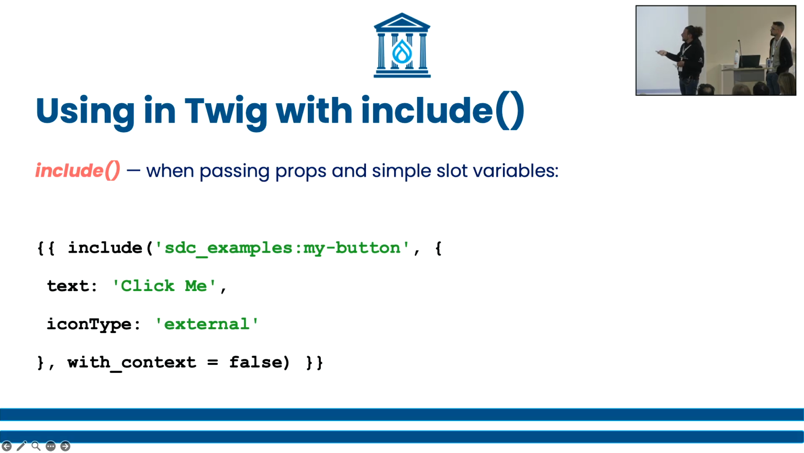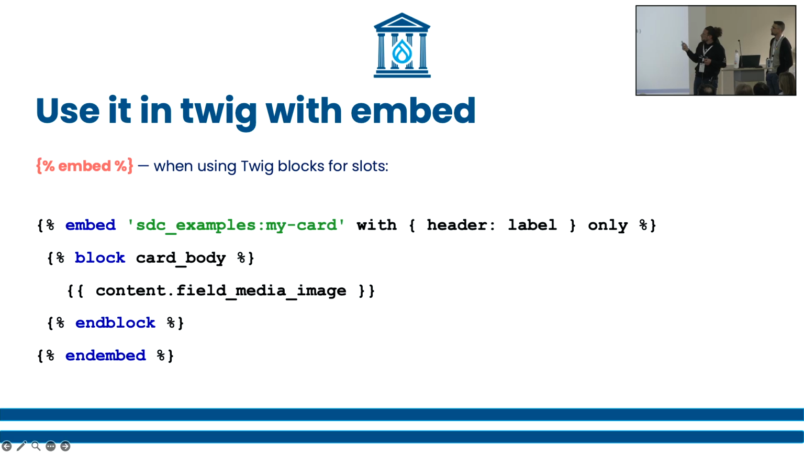Or you can include it in your twig file in this way. So inside twig, you have include, the name of the component, the text, some icon I'm passing here. Or you can use the twig embed when you're using the twig block. So you can pass the slot here.